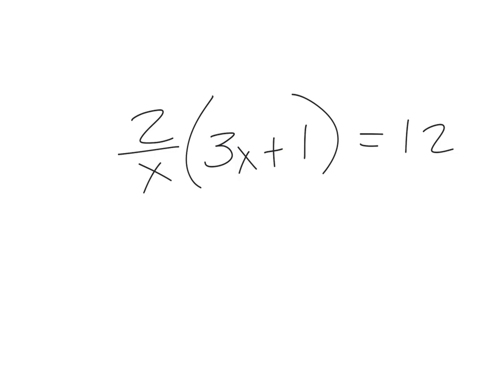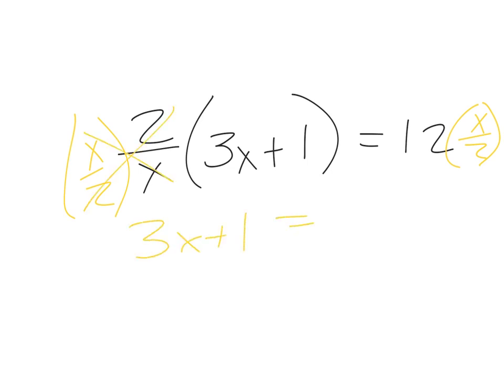Now you've got to take this x over to the other side, and then you can bring it back. So I would still do times x over 2, times x over 2, because that cancels. I'm left with 3x plus 1. 12 times x is 12x. Divided by 2 would be 6x. So then I just have 6x.